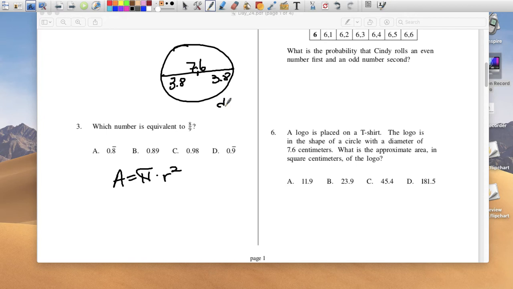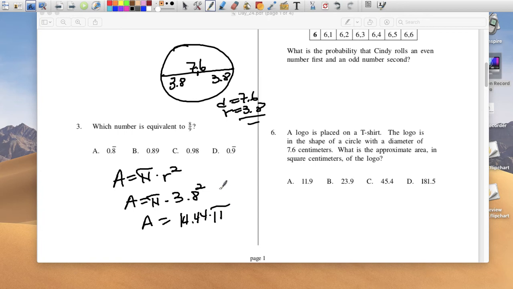So here I'm going to write diameter 7.6, radius 3.8. We need to use the radius to find the area. A equals pi times 3.8 to the second power. So let's do that. 3.8 times 3.8 is 14.44. I'm going to multiply that by pi, enter, and in my calculator, you get 45.36 rounded to the nearest hundredths, and these guys are rounded to the nearest tenth. So C is the answer we want. Okay, and make sure that this was supposed to be centimeters squared.